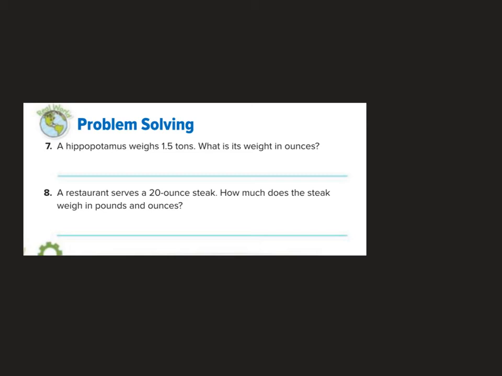Okay, a hippopotamus weighs 1.5 tons. What does it weigh in ounces? What? How come they couldn't do pounds? All right, 1.5 tons. So 1 ton is 2,000 pounds. Half a ton is 1,000 pounds. So it's going to be 3,000 pounds.